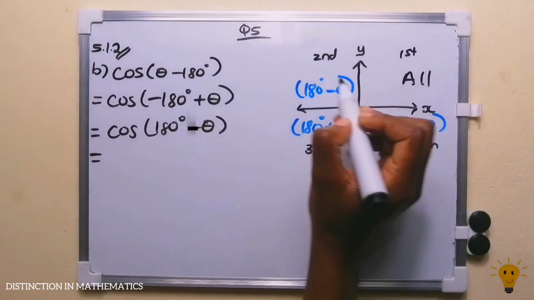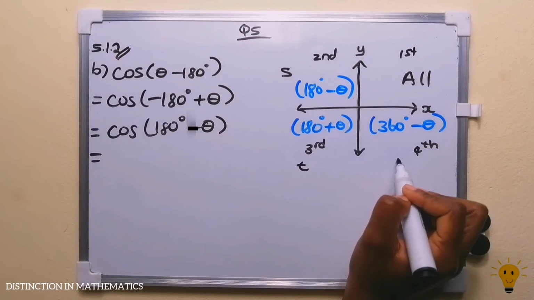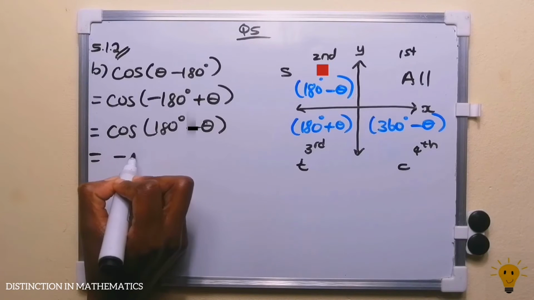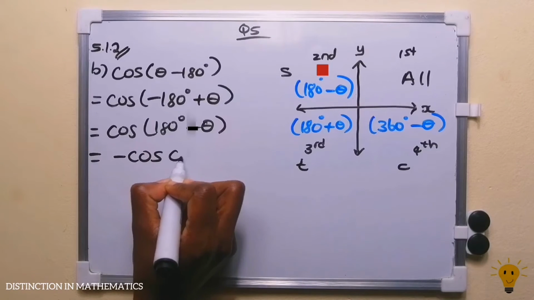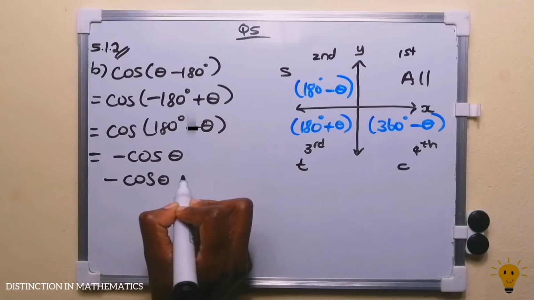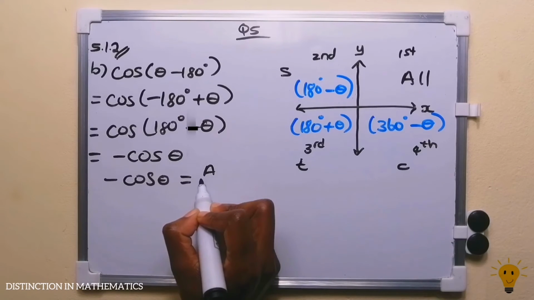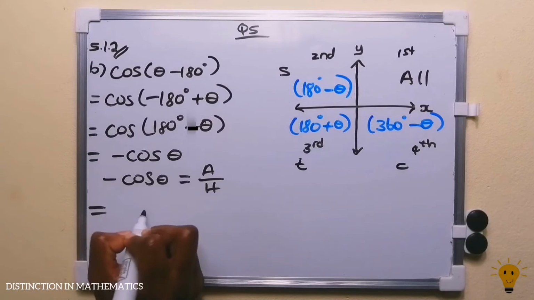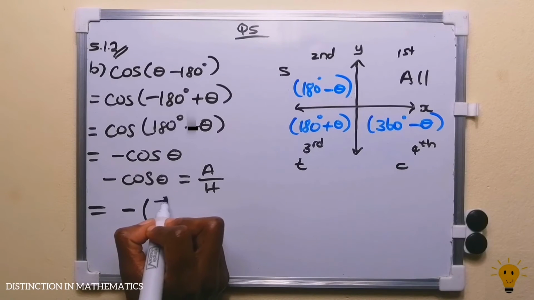Now remember, cos is negative in the second quadrant, where only sine is positive. So we will have minus cos theta, and cos theta is adjacent over hypotenuse. All you do is substitute the values of adjacent and your hypotenuse correctly. There is really nothing complicated about it, and that's going to be your final answer.